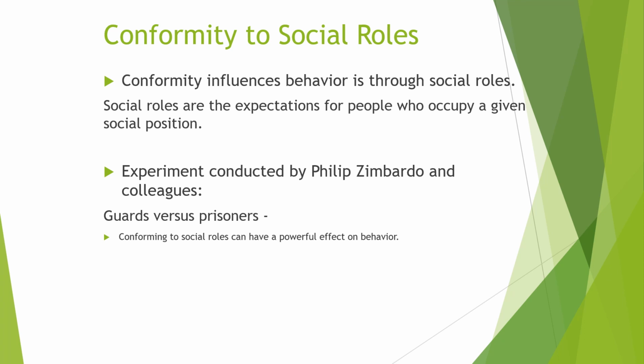They weren't prisoners, right? They were volunteers who took part in an experiment, but they were taking their role so seriously that it became so dangerous to their mental health. And so we found that conforming to social roles can have a powerful effect on behavior. It can induce people to change behavior in a very undesirable way.